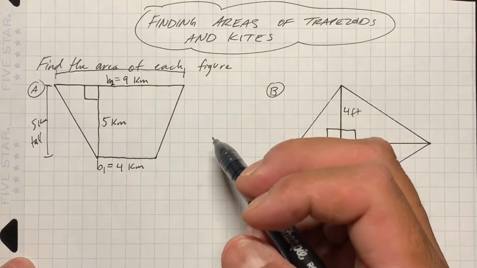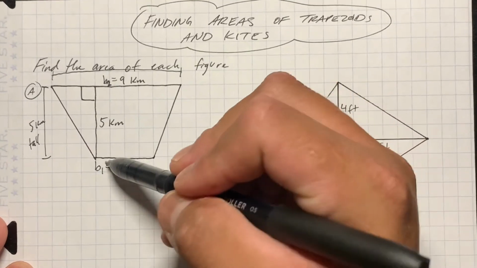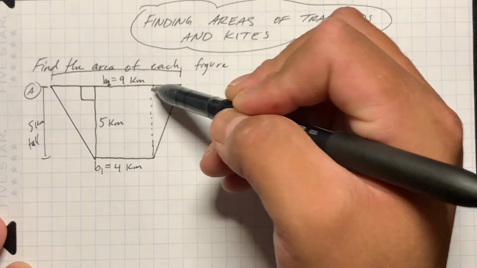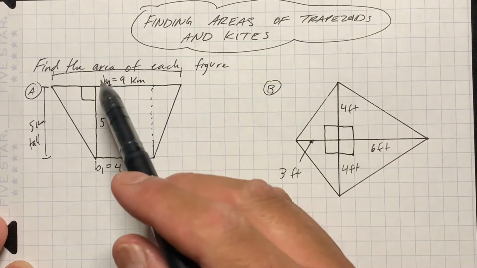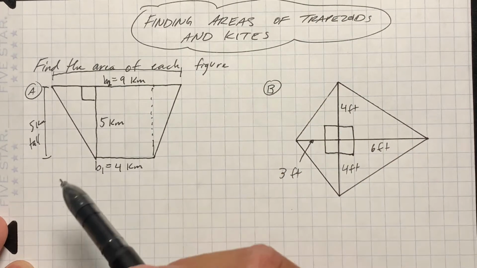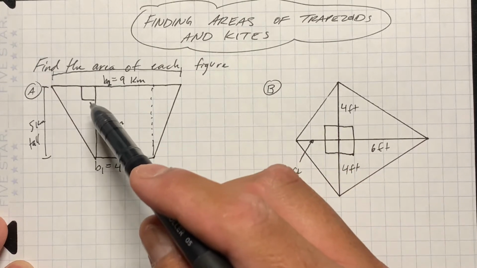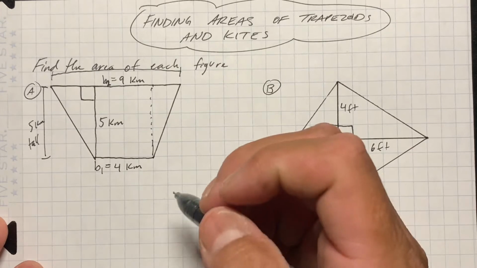Since base 1 is 4 kilometers, in here we're going to have a rectangle. So there is a rectangle in this trapezoid. What we're going to do is take this piece here and connect it to the other triangle there. So it's going to look kind of like this.